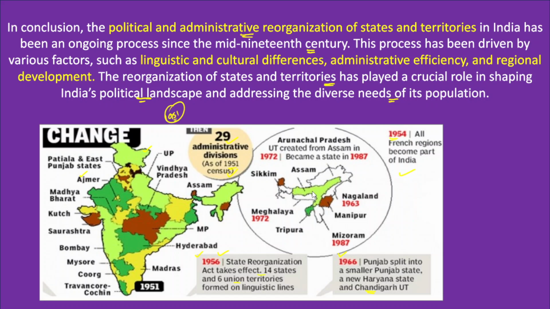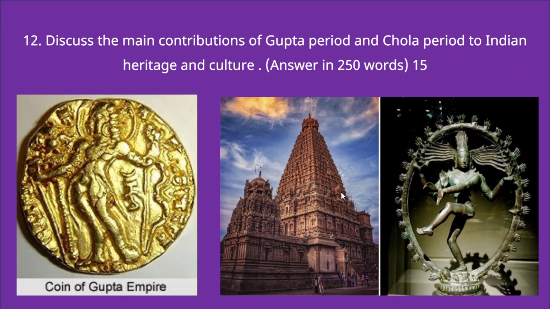Now, the Northeast was also reorganized. Particularly, Arunachal Pradesh got separated from Assam in the year 1972. Till then, it was a union territory, and in 1987 Arunachal Pradesh became a state. Similarly, different Northeast states became states in different periods of time. So this is how India's political and administrative reorganization of states and different territories has taken place.